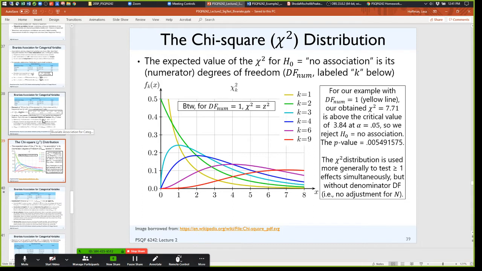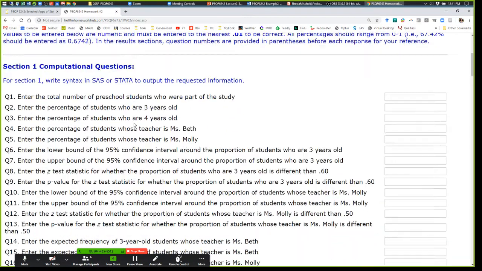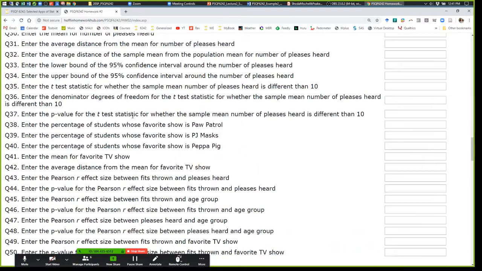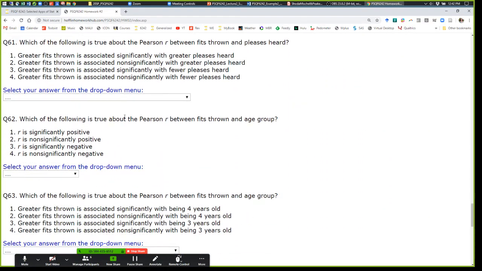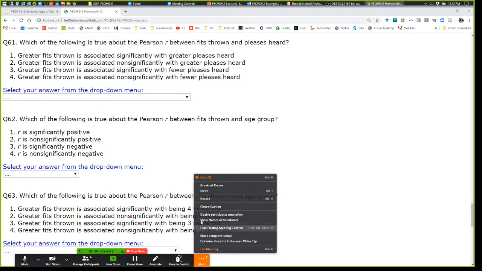Are we still going through the PowerPoint slides? Yes. Okay, because it's at the end of the homework. Is it about power and type 1 error and that kind of stuff? One of those questions? Let me pull up. I think the last three questions, which of the following is true about the Pearson correlation between two things? We haven't talked about that yet. Okay. We're going to do that. Yep. All right.